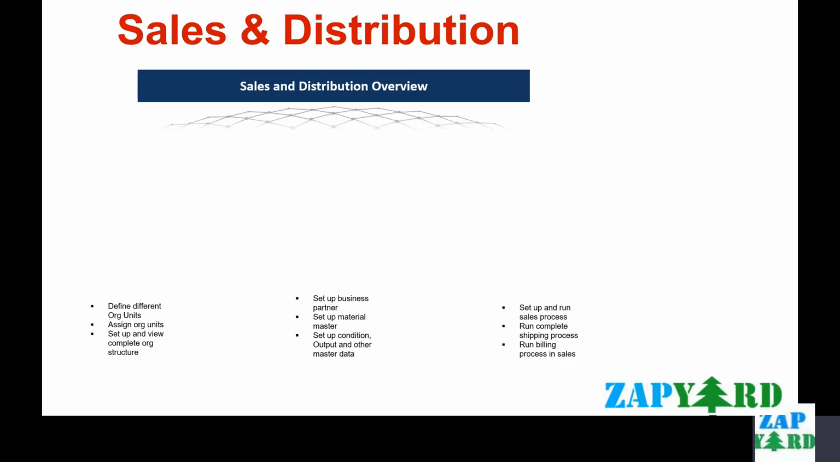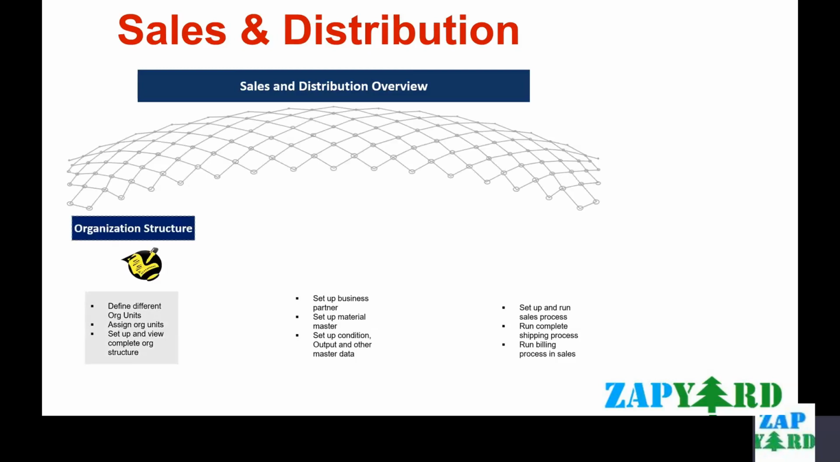To run this order to cash cycle, first we need to set up the organization structure. So organization structure is the setup to represent the complete overview of the enterprise model of the business by defining the different organization unit and assigning them to each other.